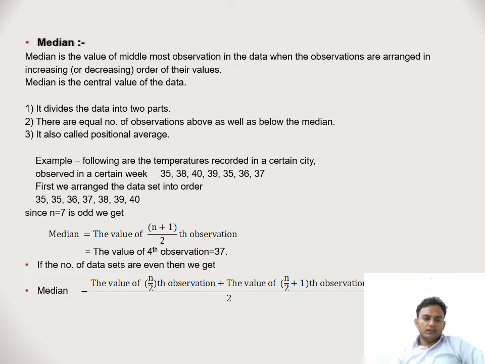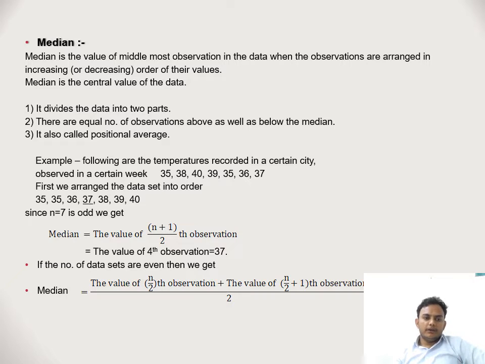Now, the third and last measure of central tendency is median. So median is the middle most observation in the data set when the observations are arranged in increasing or decreasing order of their values. The median is the central value of the data set. It divides the data into 2 equal parts. There are an equal number of observations above as well as below the median. It is also called the positional average.